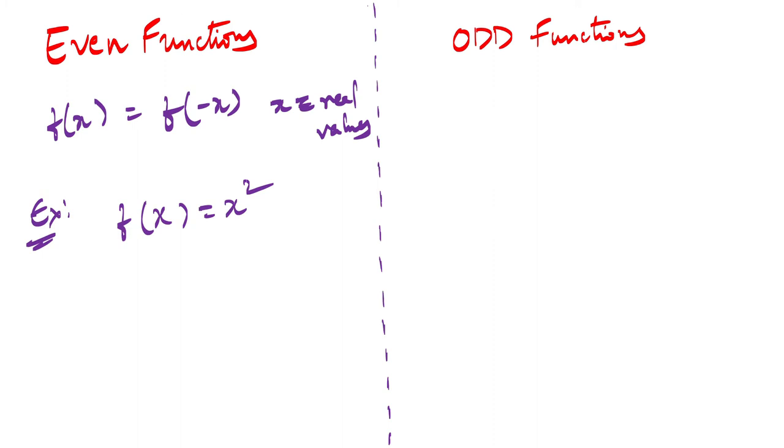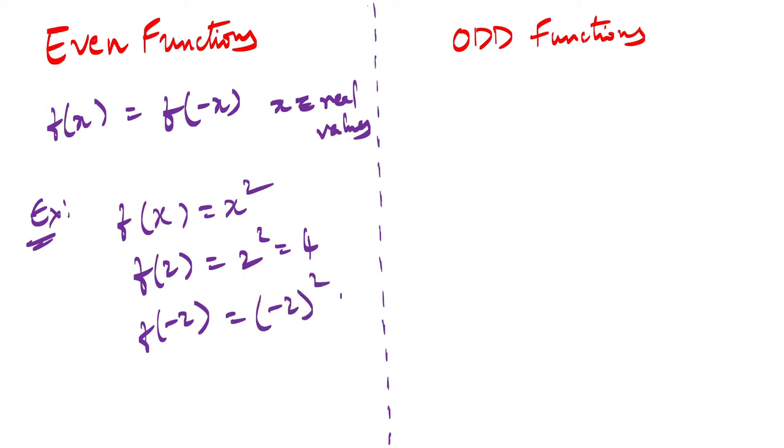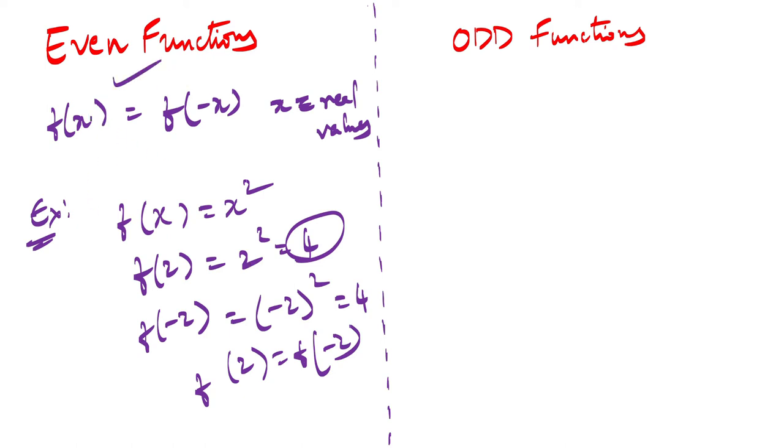Let us take an example. For instance, if we take f of x is equal to x square, and if we substitute, let's say, 2, then f of 2 will be equal to 2 square, this is 4. What about f of minus 2? f of minus 2 will be equal to minus 2 square, this will be equal to 4. Hence, f of 2 is equal to f of minus 2. Is this satisfied? Yes, f of x is equal to f of minus x. So this is an example of an even function.